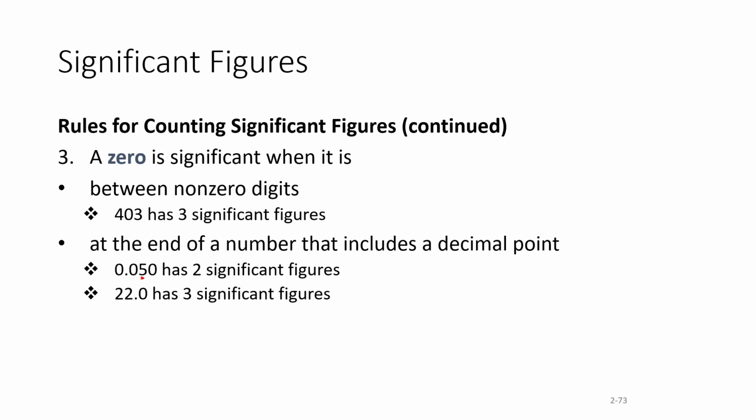2.0 has 2 significant figures because it's at the end of a number that includes a decimal point. 20. has 2 significant figures because, again, it's at the end of a number that includes a decimal point.